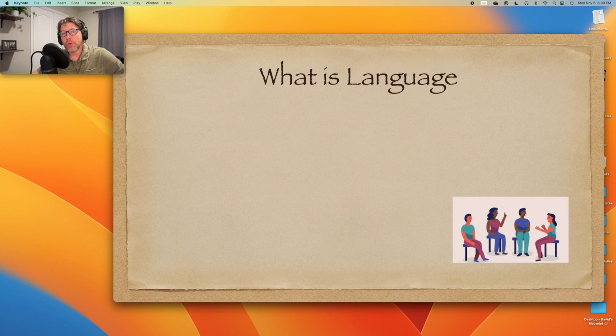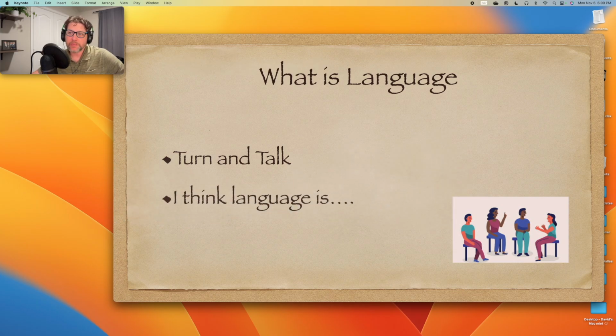So what is language? And I want you to think about this. If you're just watching it by yourself, think about what you think language is. So here's our little stem that we're going to use, and I'll be giving time to discuss. So I'm just going to give you a minute to think about what you think language is.